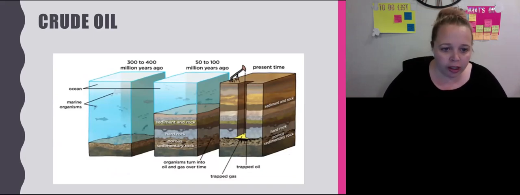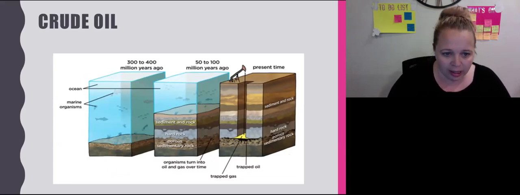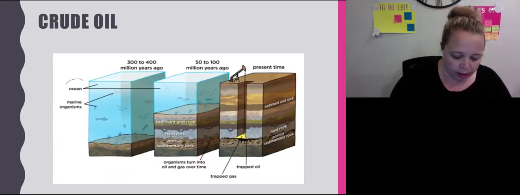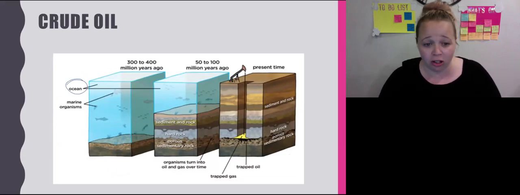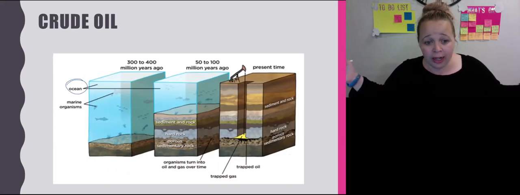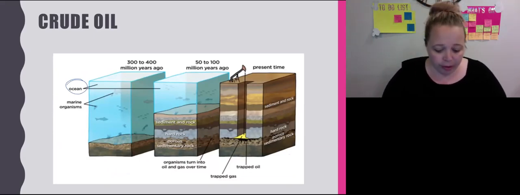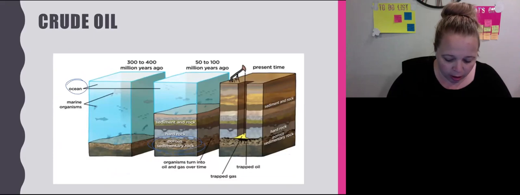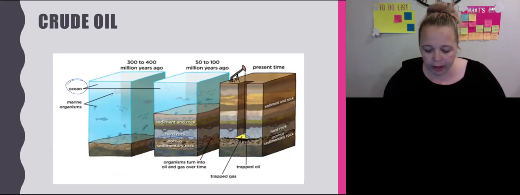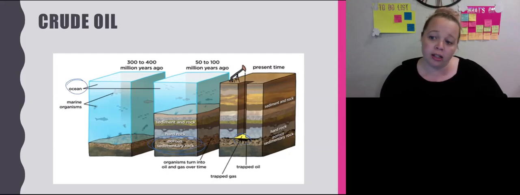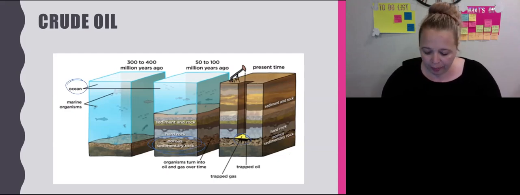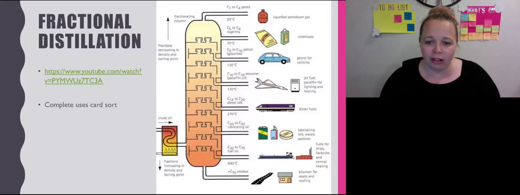Now the thing with crude oil is it normally forms underneath the ocean. Can you see here's the ocean? The oceans might dry up, the sea levels might fall away, but ultimately the oil is trapped down here in this rock. Then what we do is we get a big drill, we drill a giant hole down to where the oil is, and we pump it out. But the oil on its own isn't very useful.